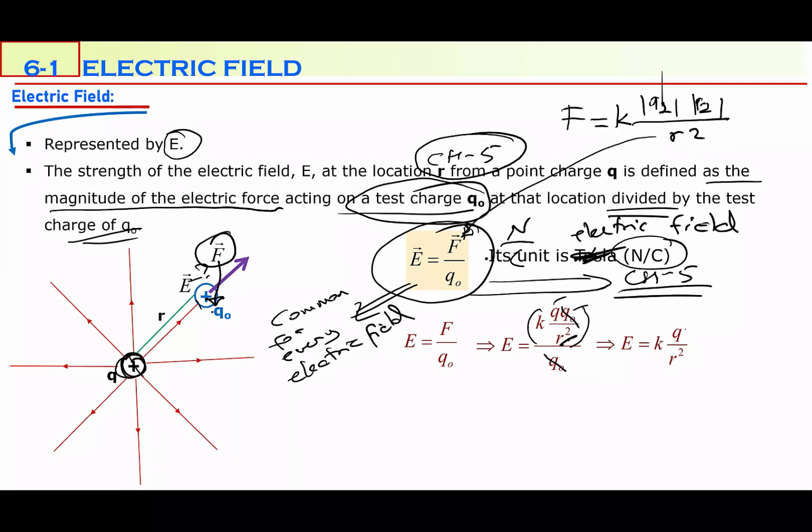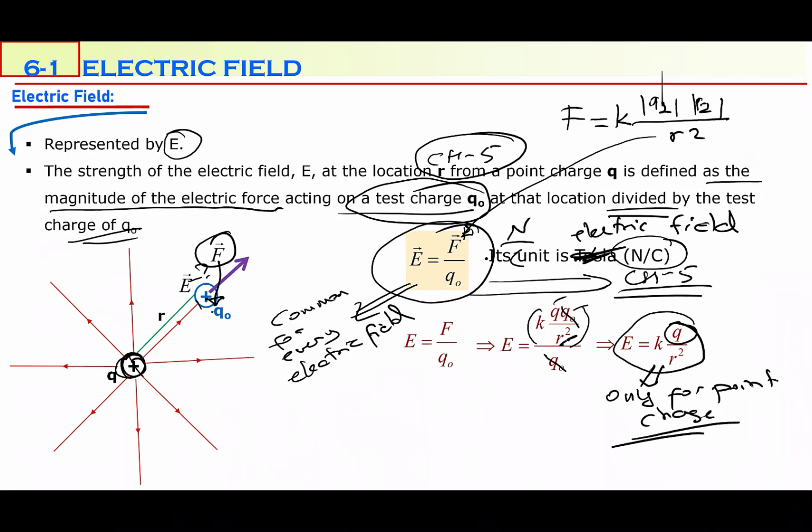But this equation is only for point charges. Only for point charges. If there's a charge, Q, at a distance of R, the electric field is calculated by the equation K Q over R squared.